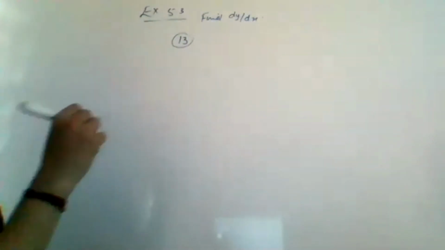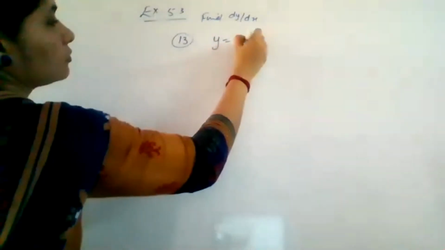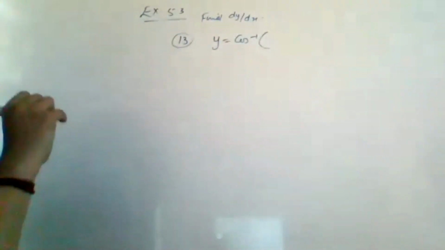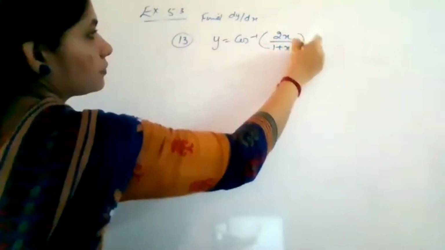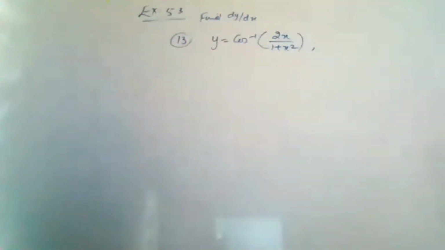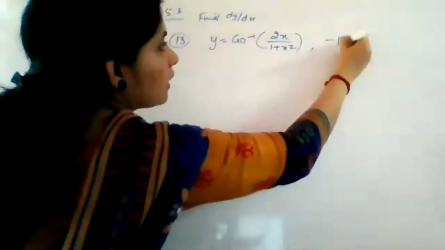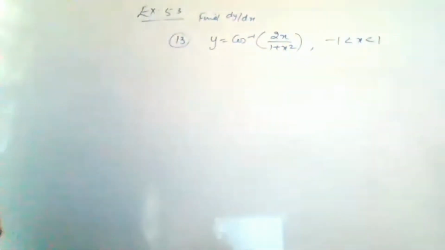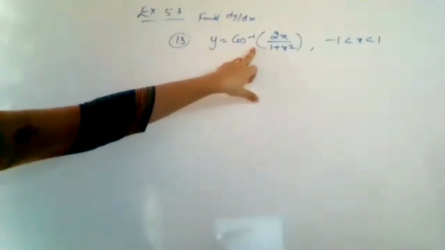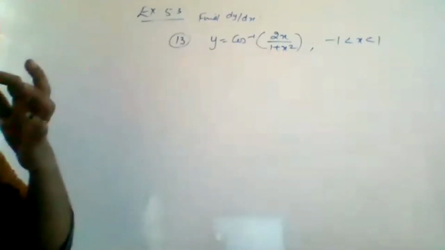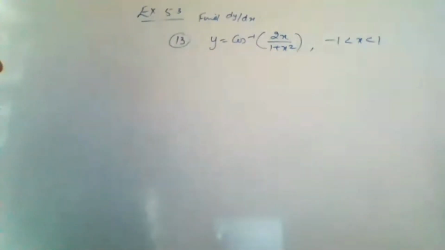Thirteenth one. y is equal to cos inverse of 2x divided by 1 plus x square, where your x ranges between minus 1 and 1, again for the existence. Now again you have to think: 2x by 1 plus x square, can you relate it with some substitution of x so that you get the answer?